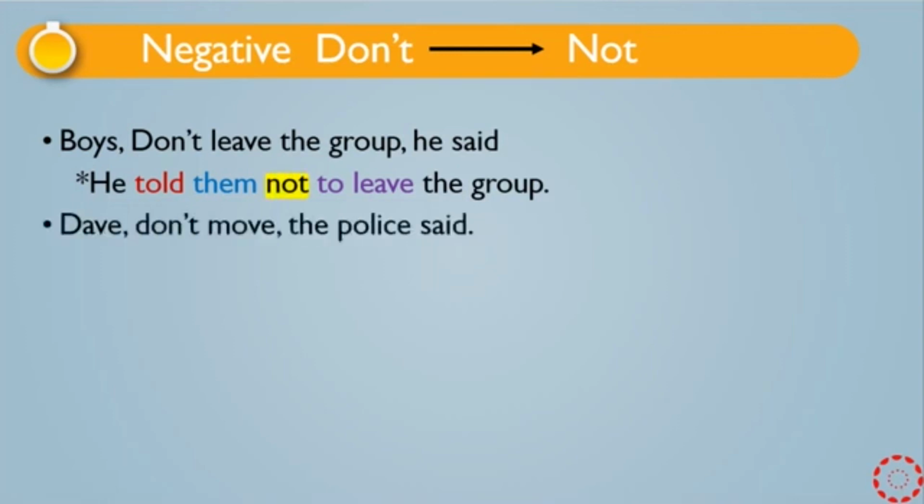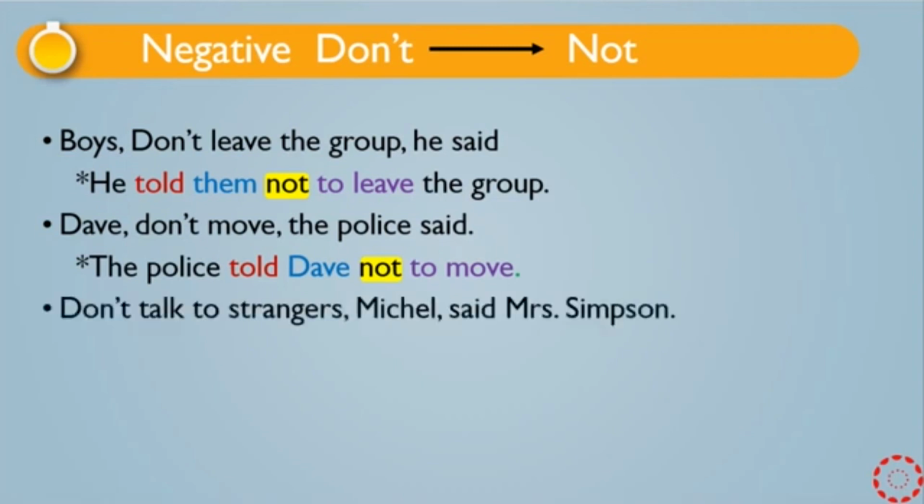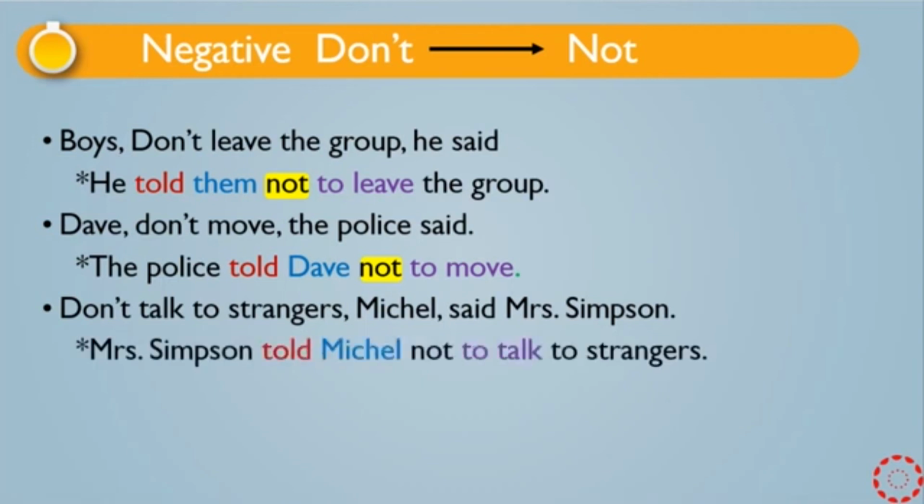Okay, Dave, don't move, the police said. So it became the police told Dave not to move. Okay, again we have not here. Another example, don't talk to strangers, Michael, said Mr. Simpson. So Mr. Simpson told Michael. So it became what? Mr. Simpson told Michael not to talk to strangers. Okay, not to talk to strangers.